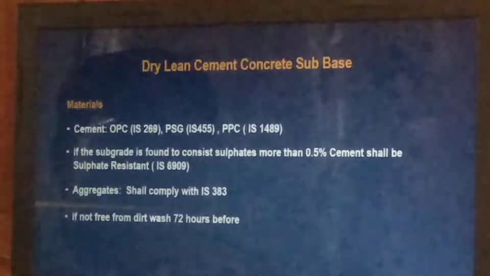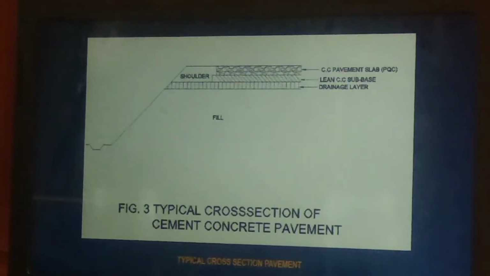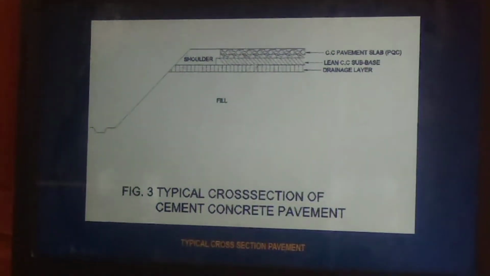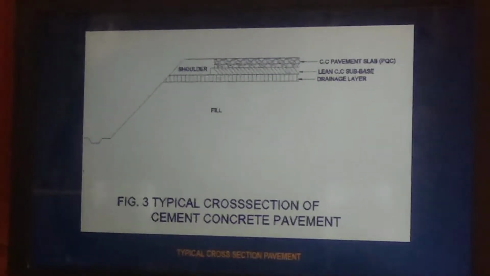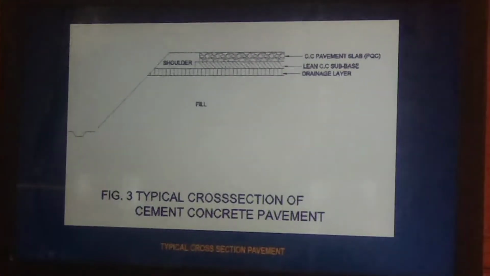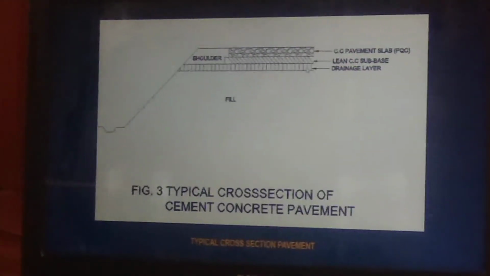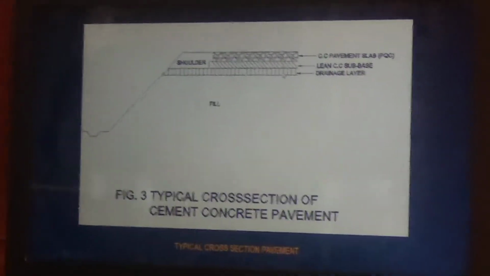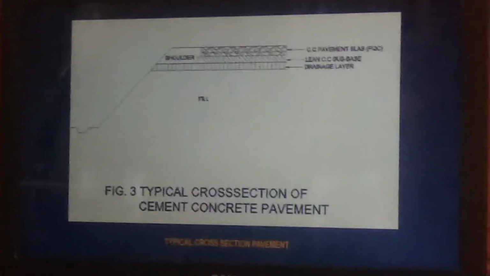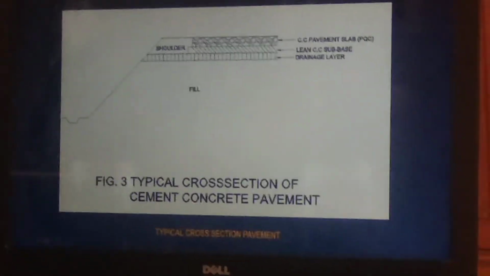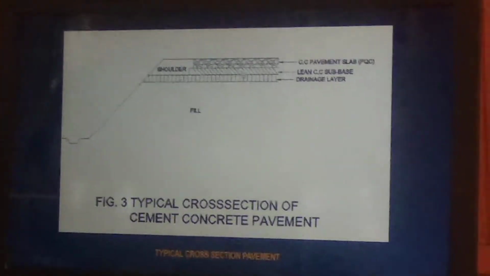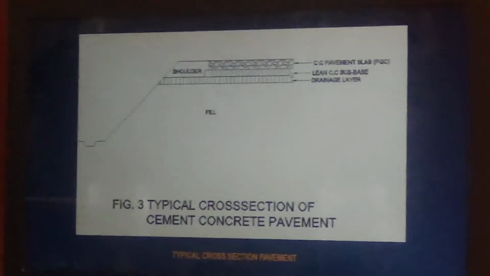So now, what is that we are discussing? We are discussing the construction of this layer, this lean cement concrete layer or dry lean concrete layer. This layer we are constructing. Of course, what is this drainage layer? It is the same GSB we discussed earlier. The same GSB is constructed, and above that the DLC is constructed.